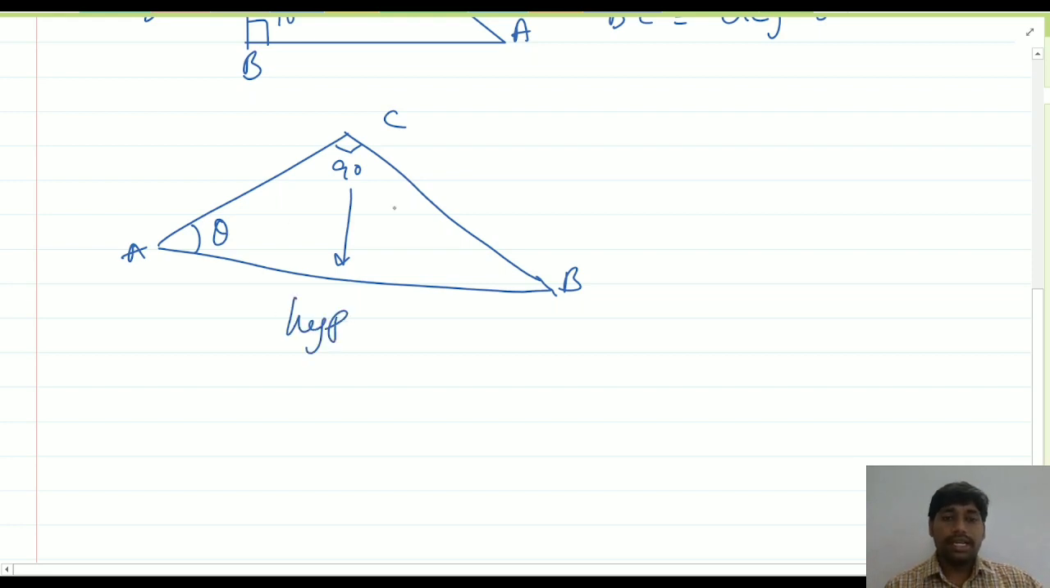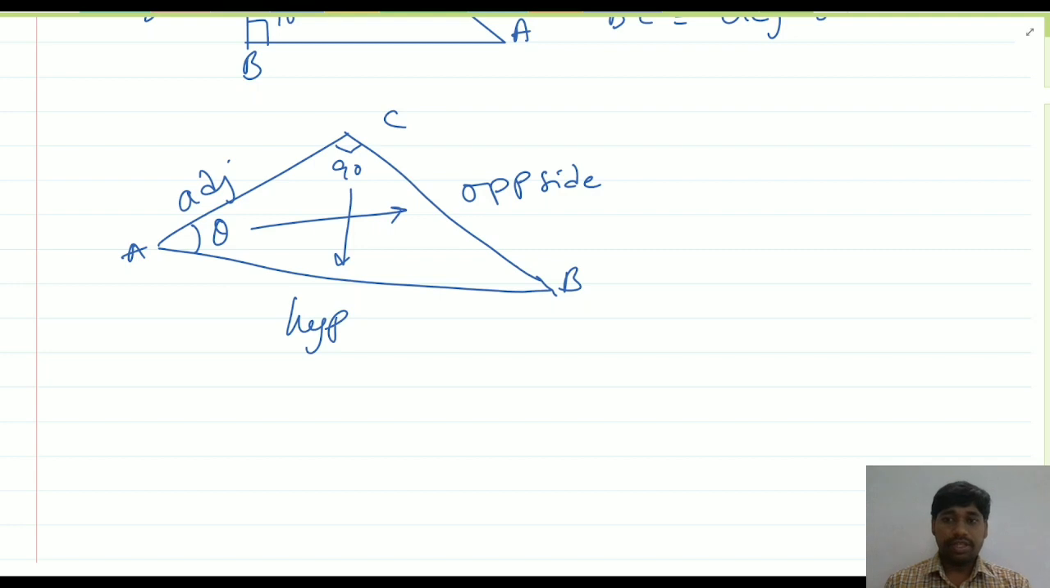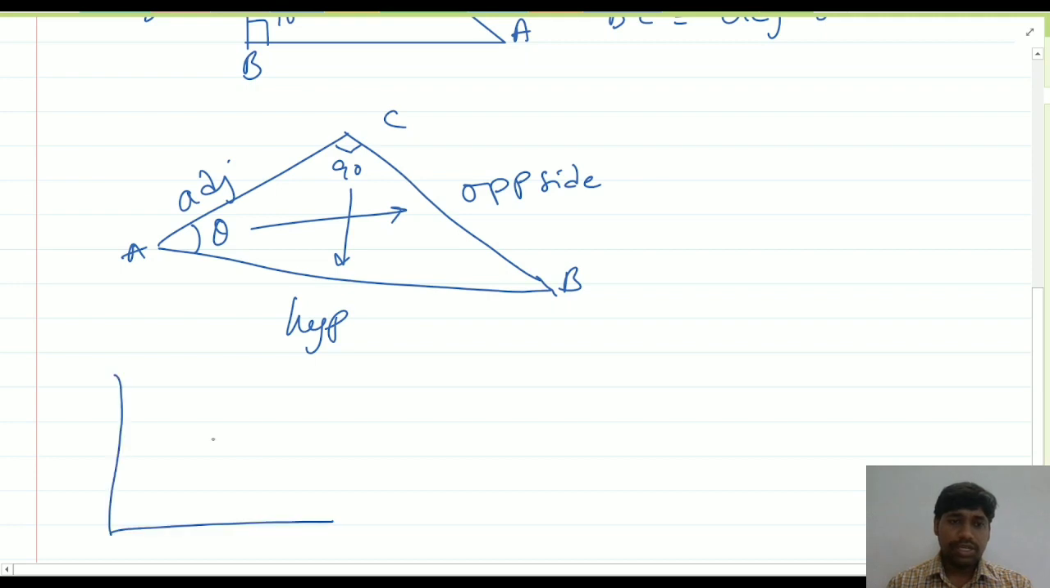This is an angle whose opposite is called the opposite side. Then one more is nothing but the adjacent side. Okay, then you know the three sides. Then, according to the Pythagoras theorem, if any two sides are known to us, then we are able to calculate the third side.